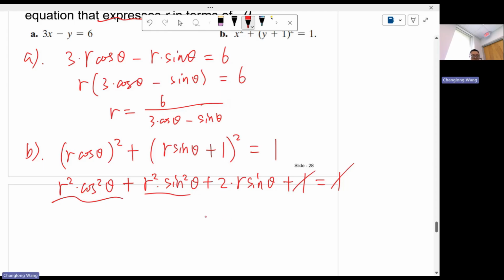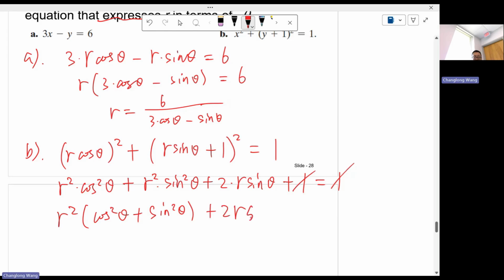that's an interesting combination that you are probably very used to now, right? If I factor out r squared, you see it better. I factor r squared from the first two terms: cosine squared theta plus sine squared theta, plus 2r sine theta equal to 0. What do you think this is? Cosine squared plus sine squared is 1, right? Gone, so you're left with r squared plus 2r sine theta equal to 0.